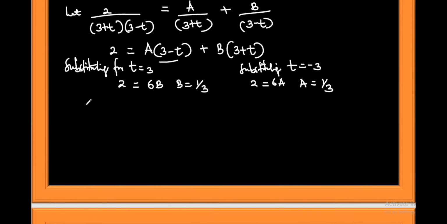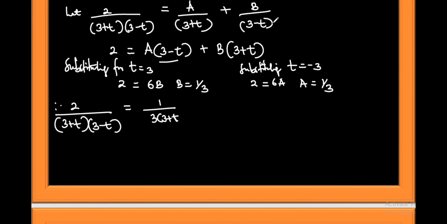And we can now say that therefore 2 out of 3 plus t into brackets 3 minus t is just as good as 1 out of 3, but we shall multiply the 3 by 3 plus t. I'm just substituting in this expression. And then plus b, which is also a third, so we shall have 1 over 3, then the 3 will be multiplied by 3 minus t. As simple as that.